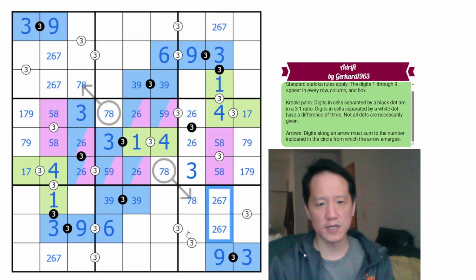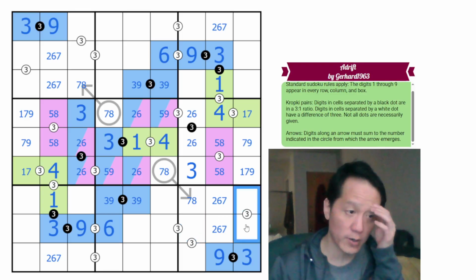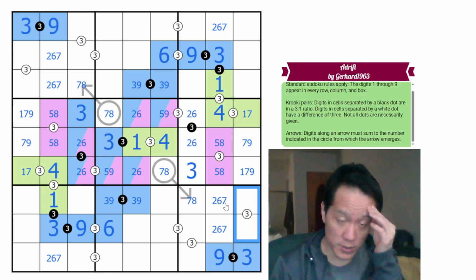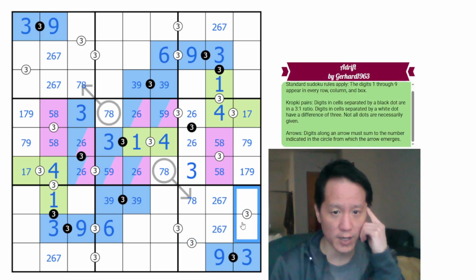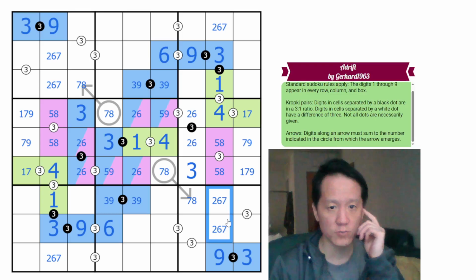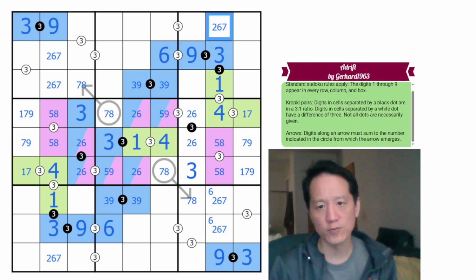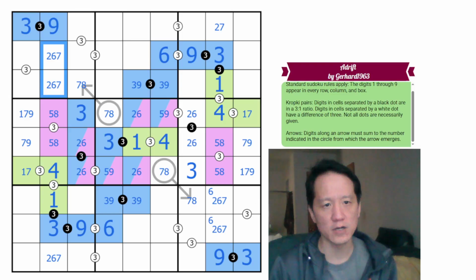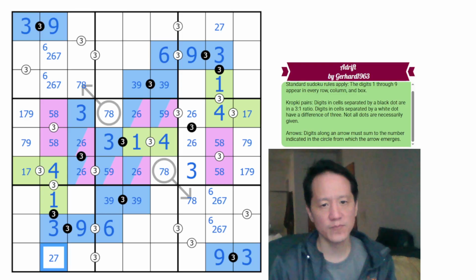Well, 6 cannot be next to any of these white Kropke pairs because it would have to be with 3 and 9, and 3 and 9 are already in the box. So one of these is a 6, therefore this can't be 6. Similarly here, one of these is a 6, so this can't be a 6.